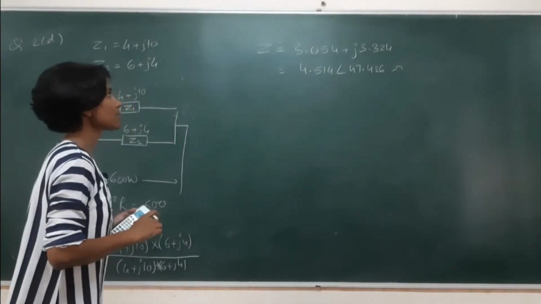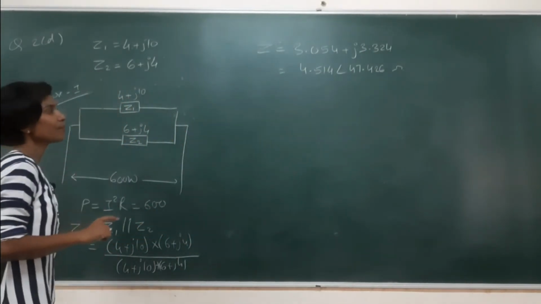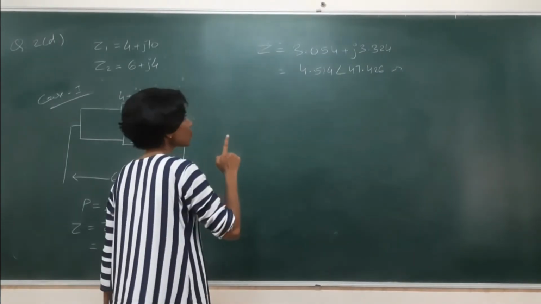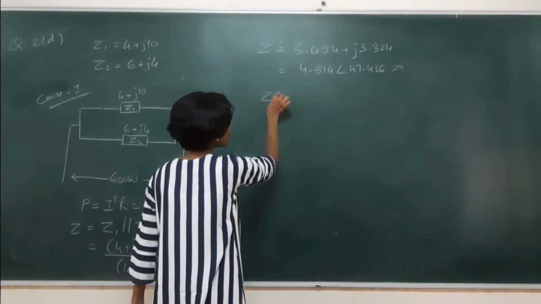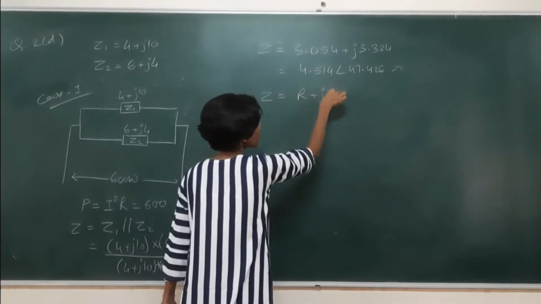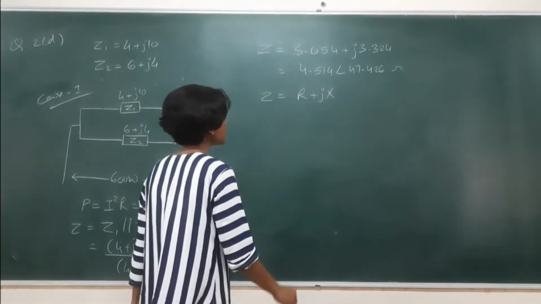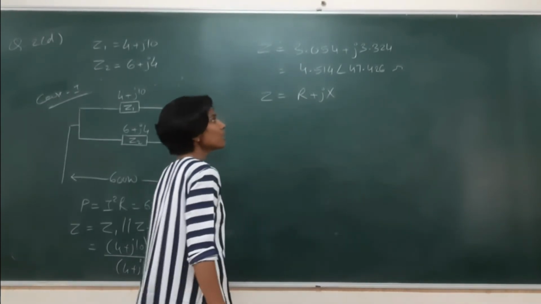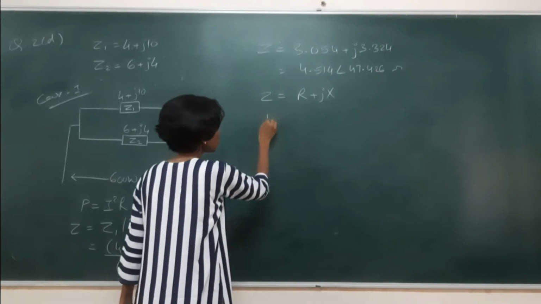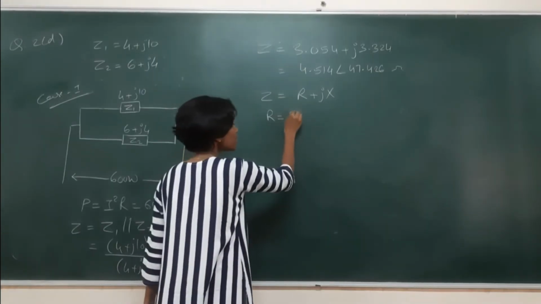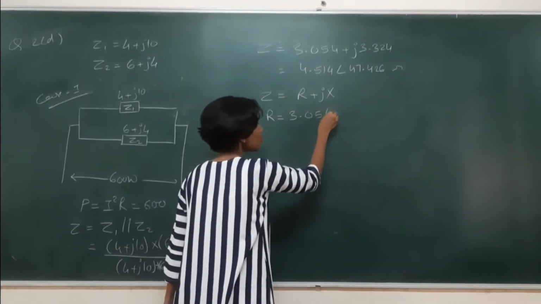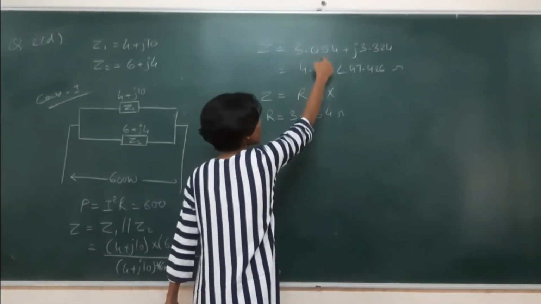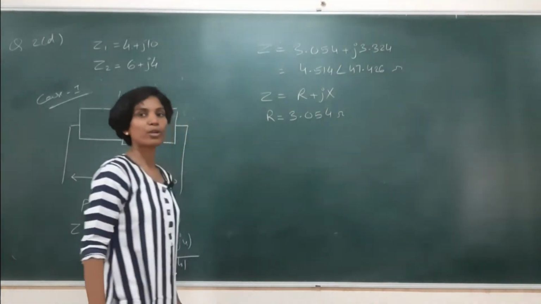Okay, so this is our answer, the net impedance of this parallel connection, in rectangular form and in polar form. Here we can get one piece of information: the format of impedance is R plus jX. This is the format for impedance in AC circuits. The real term represents the resistance, and the imaginary term represents the reactance of the circuit. By comparison, we get the net resistance of the circuit as 3.054 ohms.